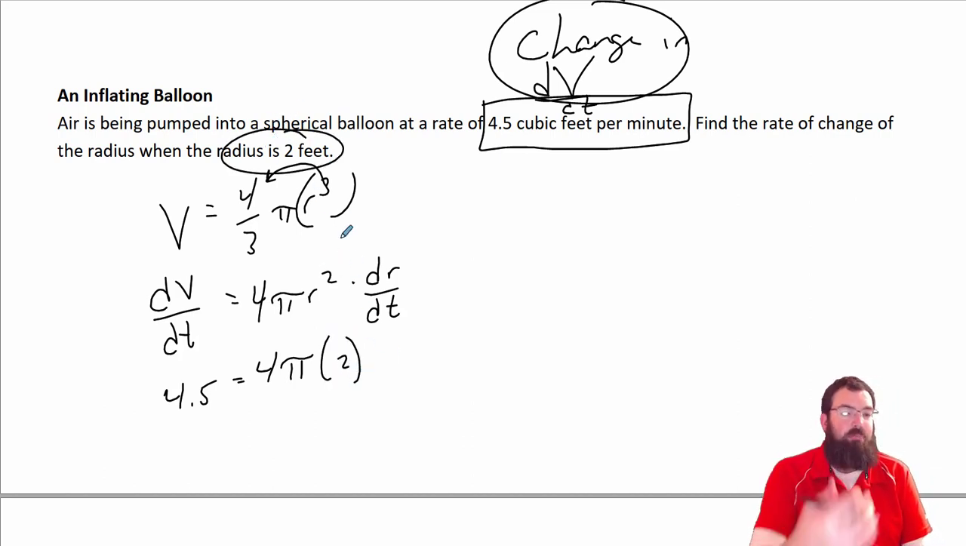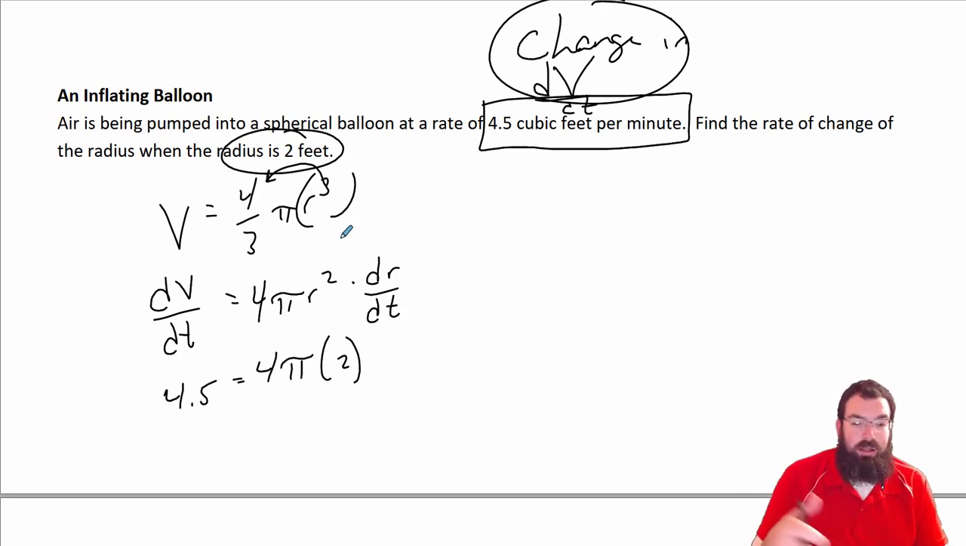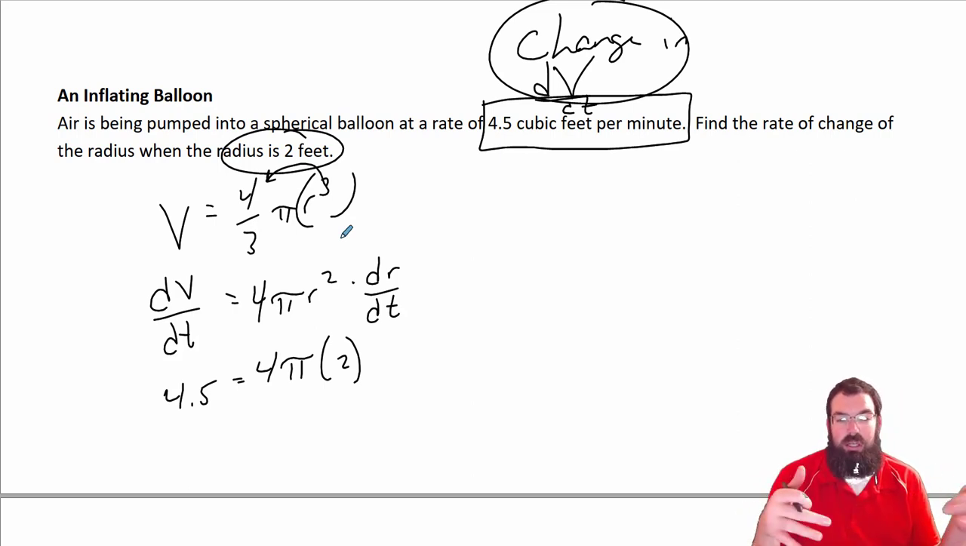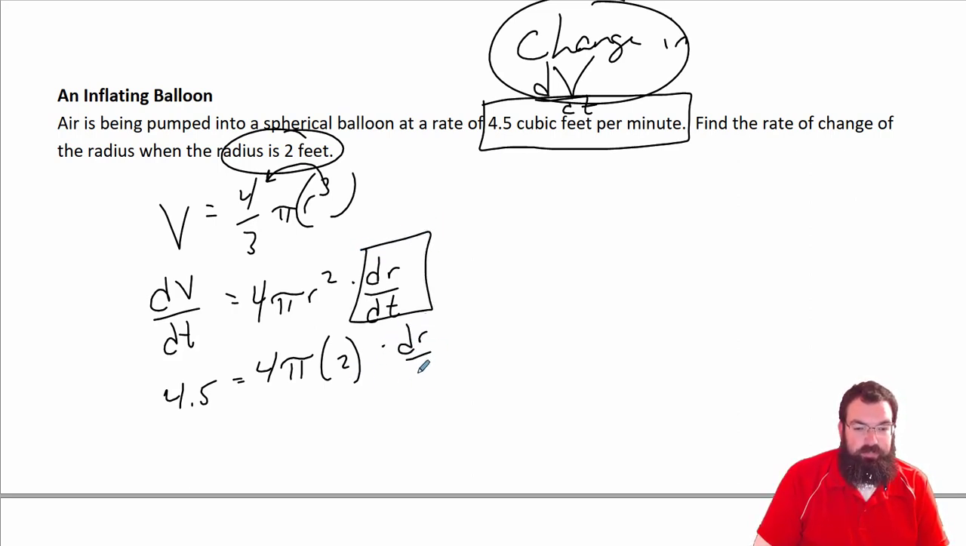Don't plug the 2 in before you take the derivative. Otherwise you're just going to get a single number, and you're not going to have anything to really find. Because dv dt we already have. If you plug in r, then we're not actually finding the change in the radius at all. Remember, this stands for change. It's slope. Times dr dt.